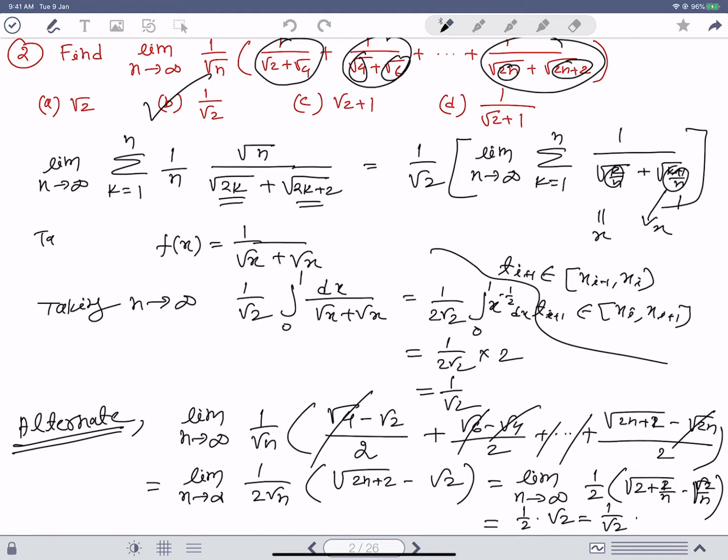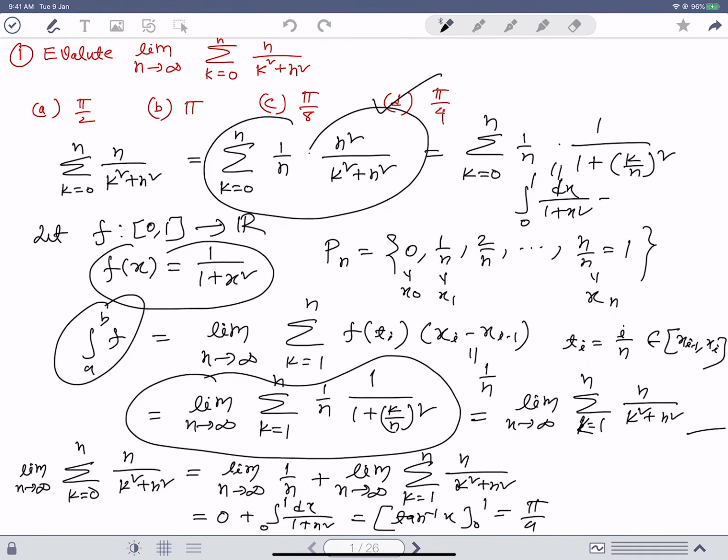Someone asked why 1 by n vanishes in the second step from the first. 1 by n vanishes because we have taken n tends to infinity. Therefore, 1 by n equals 0. You are asking here only, right? We are taking n tends to infinity.